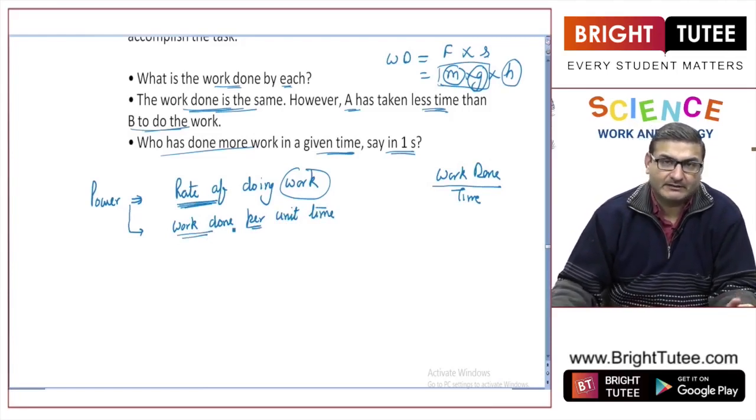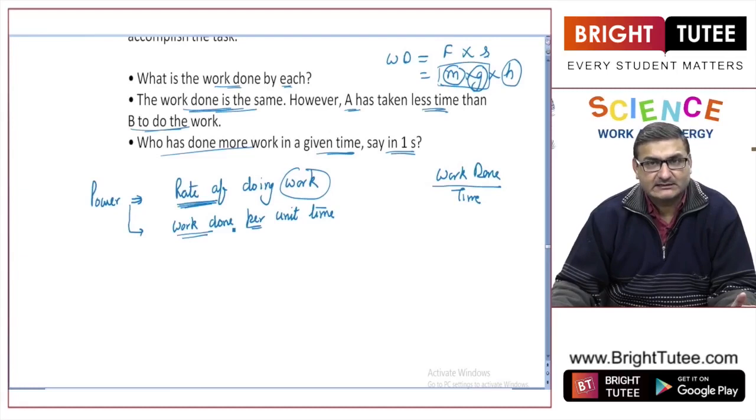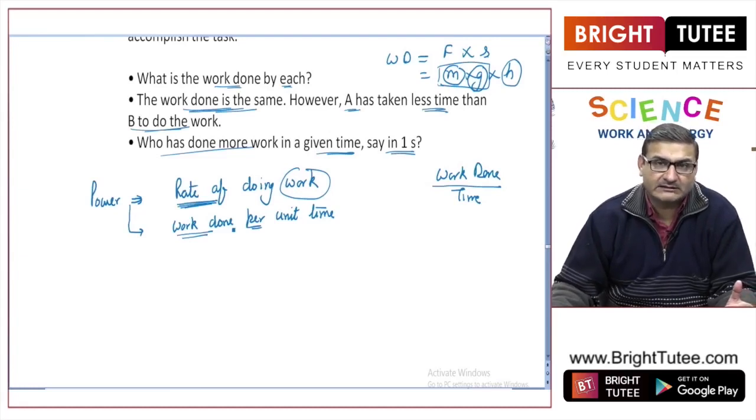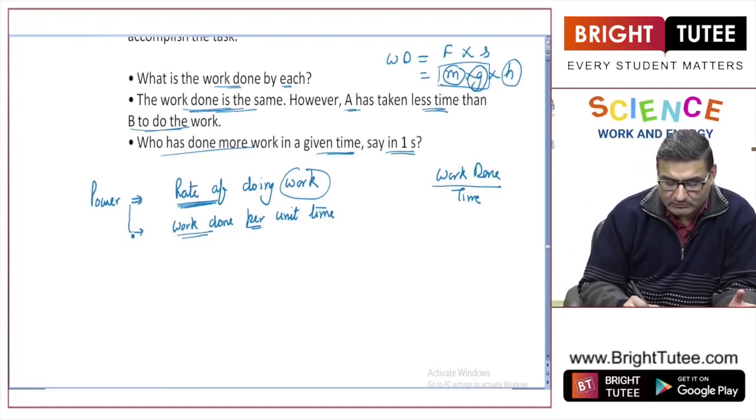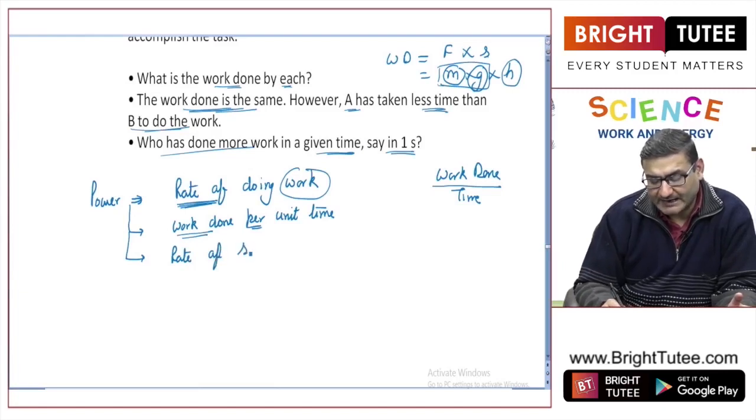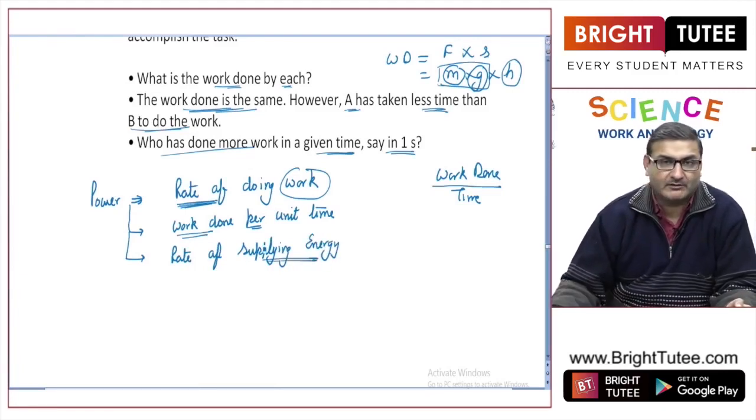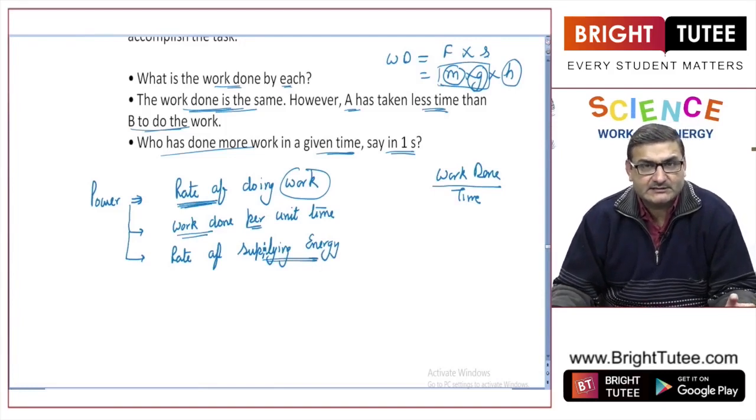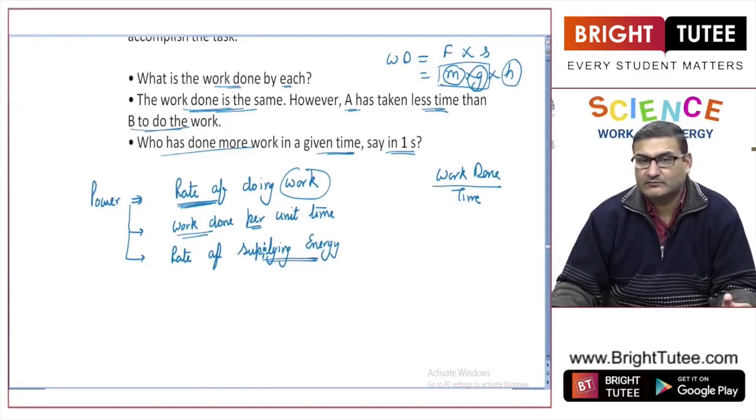Now one important thing is that we know that work done is related to energy. So we can also define power as the rate of supplying energy. The rate at which energy is supplied to a body is power, because the energy supplied will be forcing or making that body to do some work.